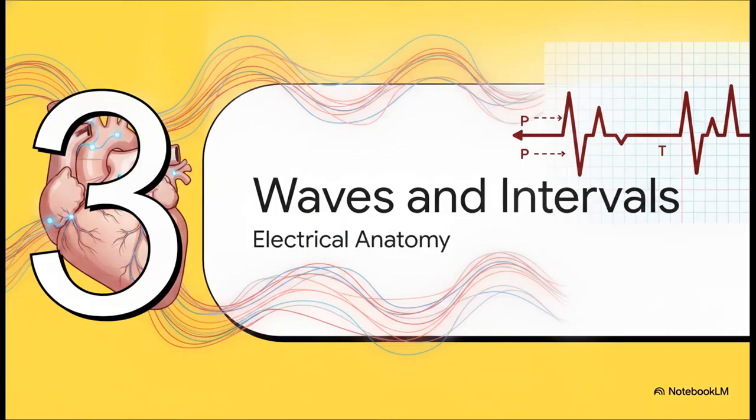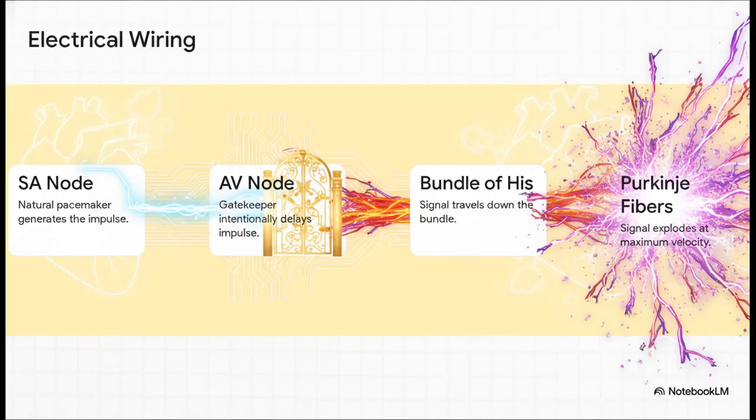All right, Section 3, Electrical Waves and Intervals. Now that we've got our paper figured out, we need to map the heart's electrical anatomy to the visual waves we actually see printed on that graph. Think of this kind of like the electrical wiring of a house. The impulse starts at step 1, the SA node. We literally call this the natural pacemaker of the heart. It fires the signal, telling the atria to contract.